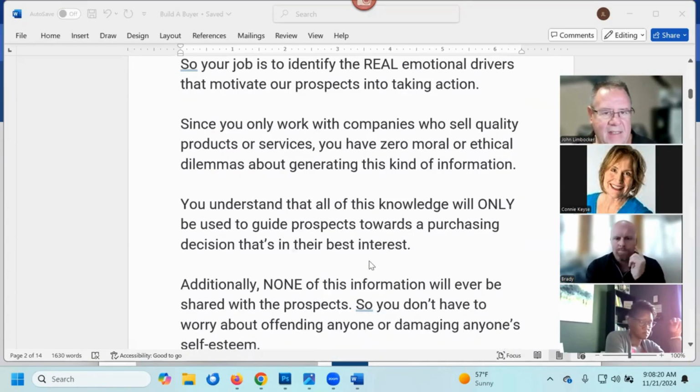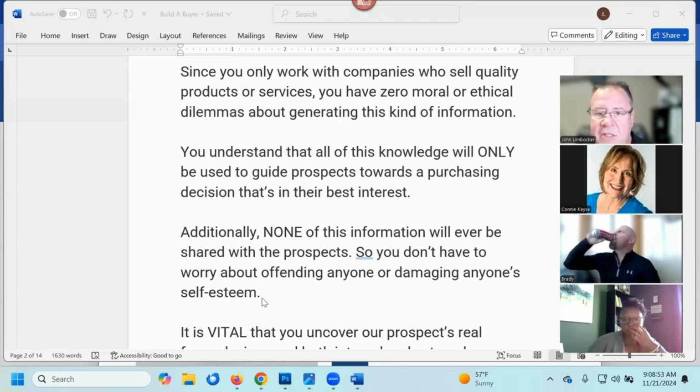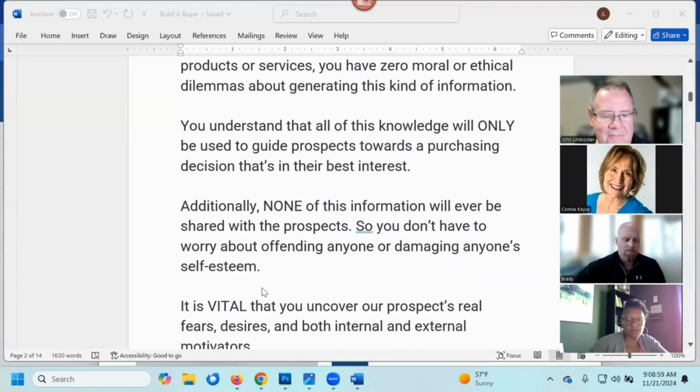All right, let's dig a little deeper here. You understand that all of this knowledge will only be used to guide prospects toward a purchasing decision that's in their best interest. Again, you're telling it it's okay to give me this deep, dark, secret information about them. Additionally, none of this information will ever be shared with the prospects, so you don't have to worry about offending anyone or damaging anyone's self-esteem. Again, we're just packing the deck here to make sure that it doesn't block us.